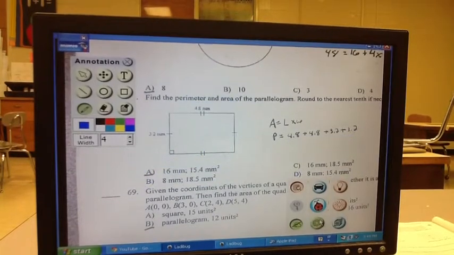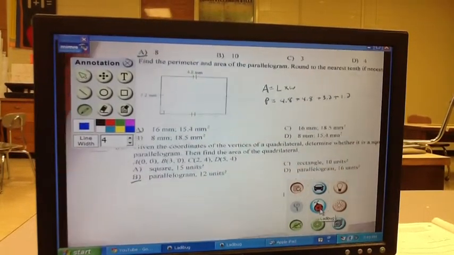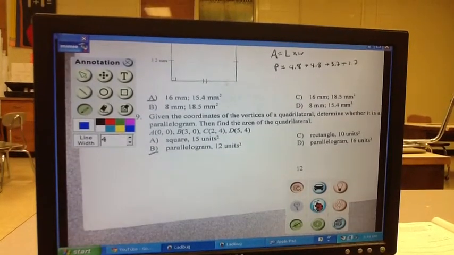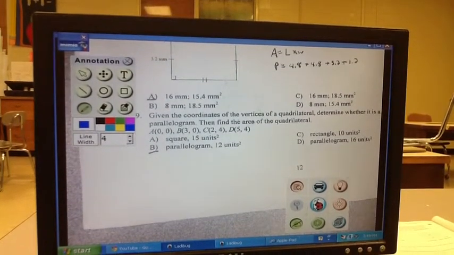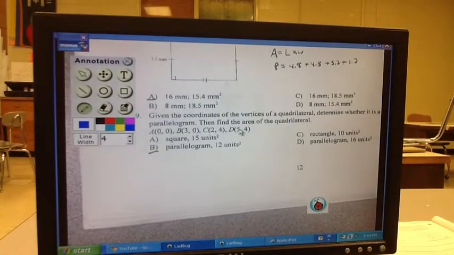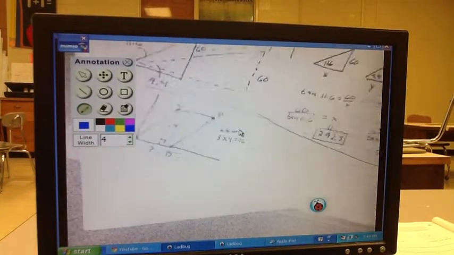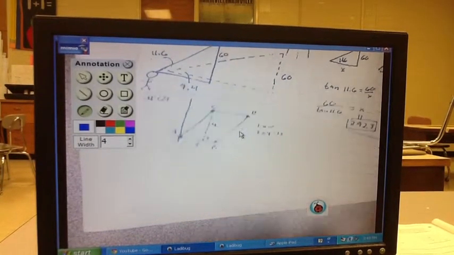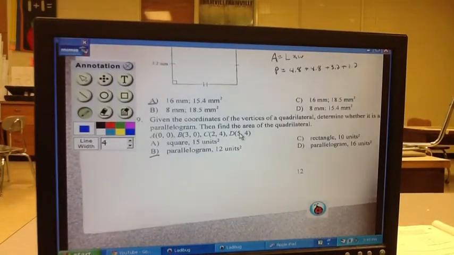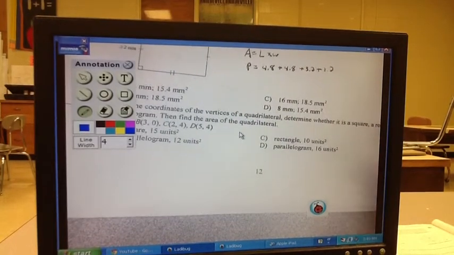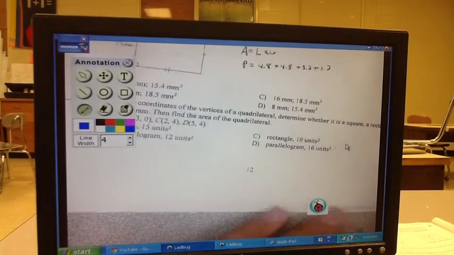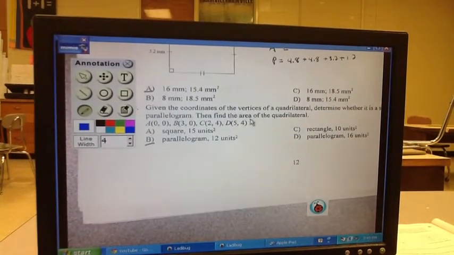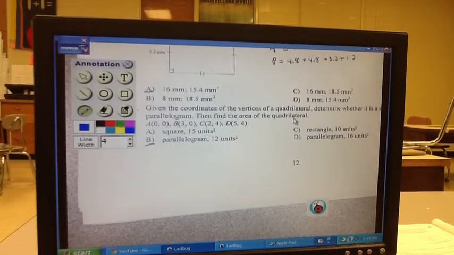Alright, last one I'm going to go over on this page, and for Friday, 69. I think I have a great, wonderful picture I drew. They give us 4 points, so before you even start, I drew those 4 points on there for you, A, B, C, D. We're looking at the question: determine whether it's a square, a rectangle, or a parallelogram, and then find the area of it.